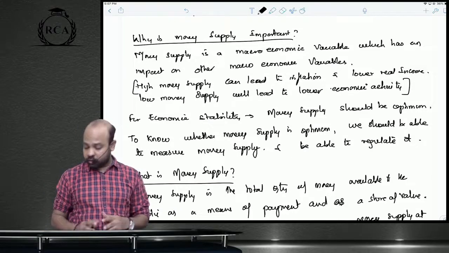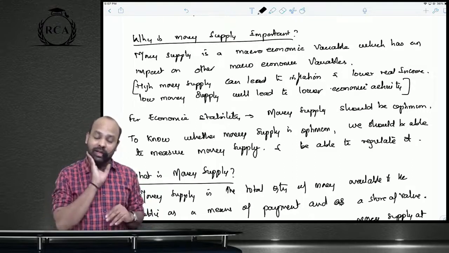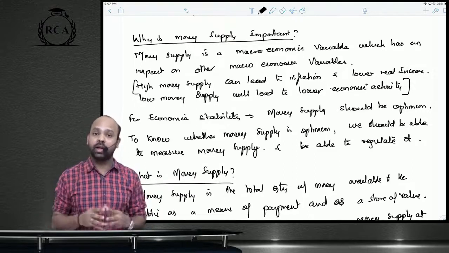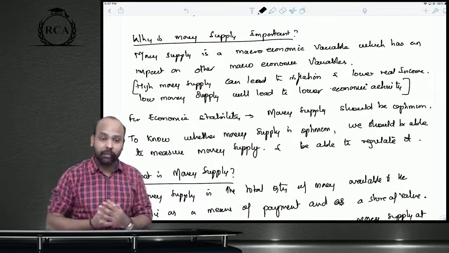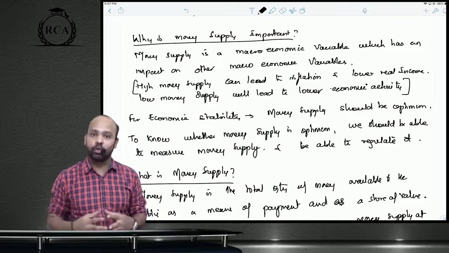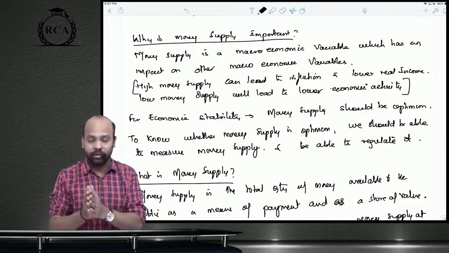Yes, guys. So the very first thing that I told you in this unit of money supply is that money supply is a macroeconomic variable which in turn has a very big impact on all the other macroeconomic variables. So if you want economic stability as such, guys, there should be an optimum level of money supply.